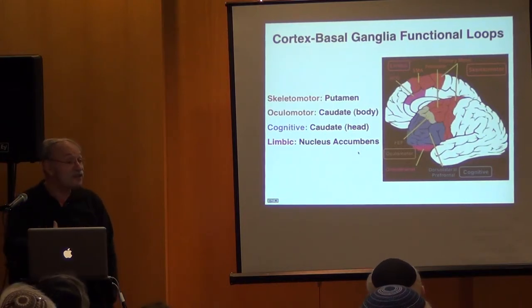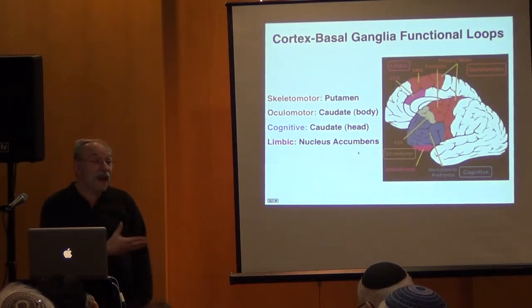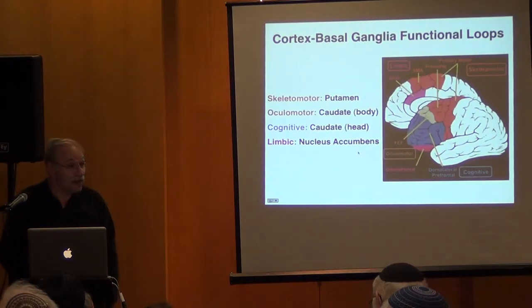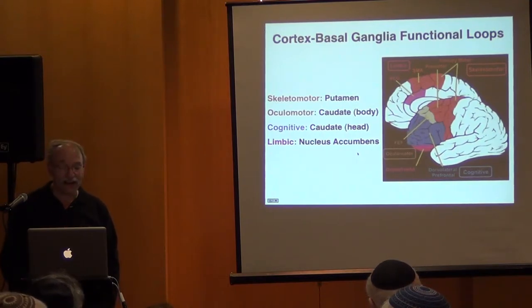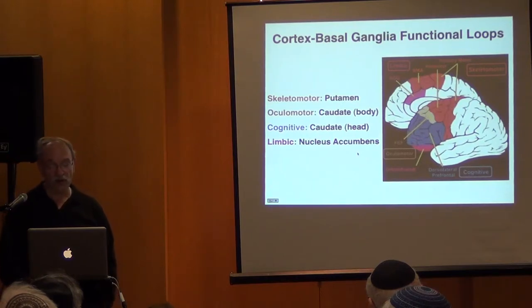If there are lesions in the basal ganglia, in the case of Parkinson's, you can't initiate any motion if you have a certain level, and once you initiate them, they're very slow and they're very fractured and painful. So those are the general functions of the system.